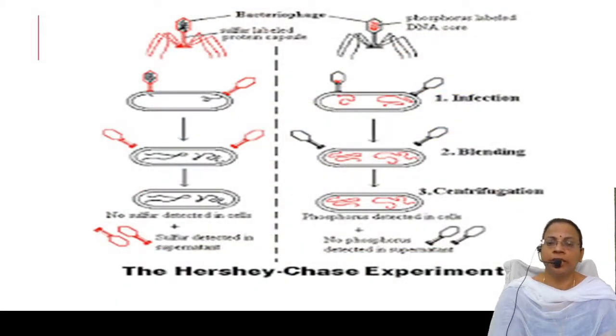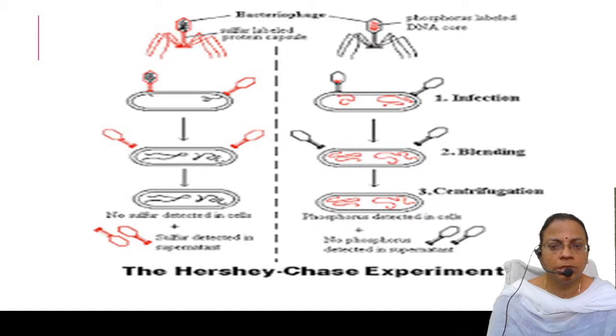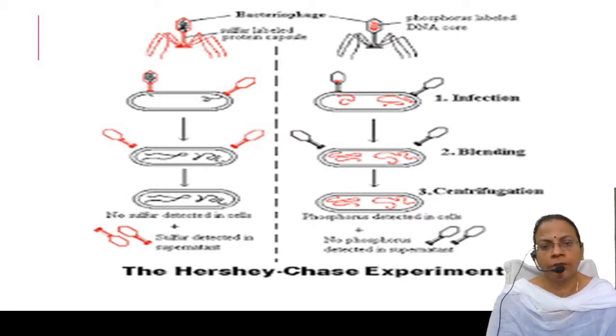So this is the diagrammatic sketch. When they ask in the exam, you have to draw this diagram. In it, the first one you see is the bacteriophage, in which the DNA is labeled with P32. The other one is sulfur. In this picture, it is just reversed: the capsid, the protein, is labeled with sulfur.